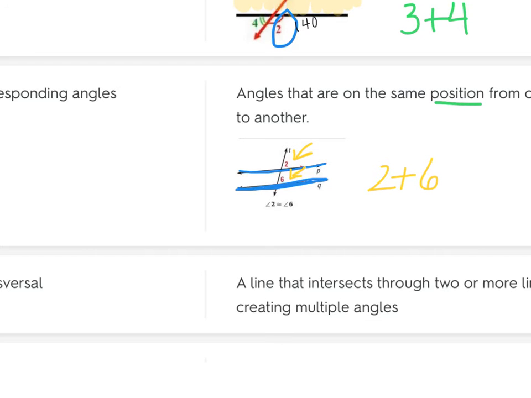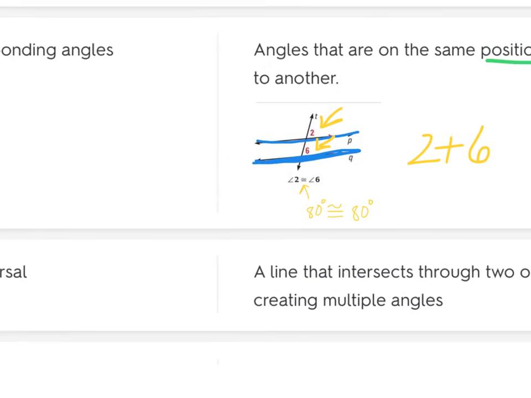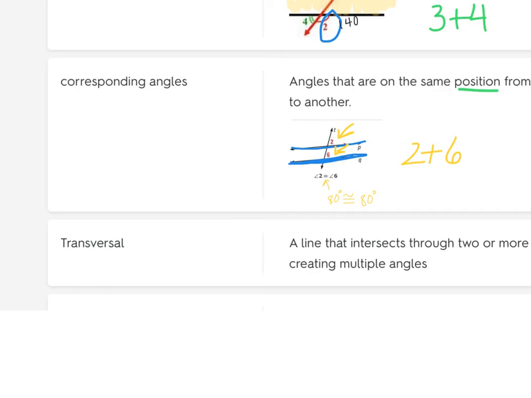And remember that symbol? Let me zoom in on that. Remember that symbol right there? The equal sign with the squiggle? That means congruent. So if angle 2 was 80 degrees, then angle 6 would be 80 degrees because they are congruent. So corresponding, they share the same position on the line.